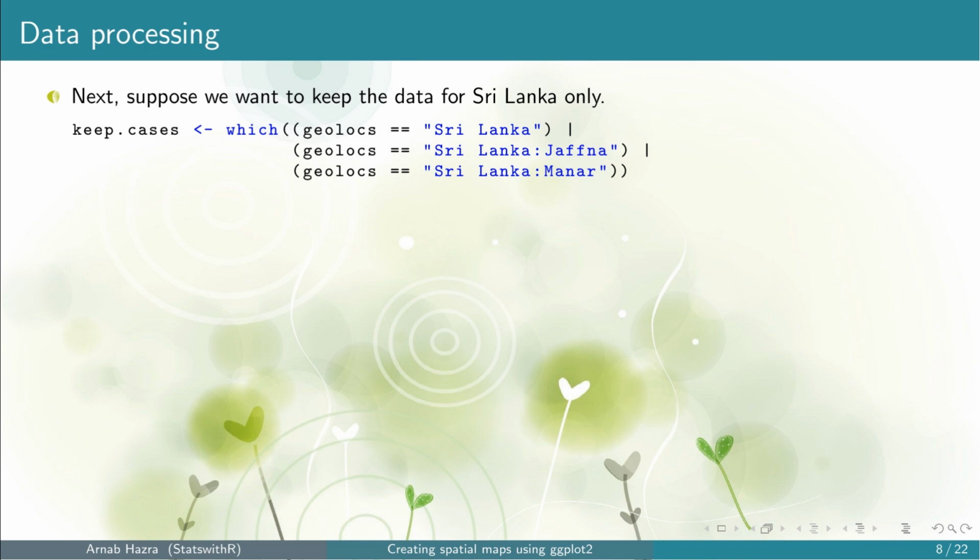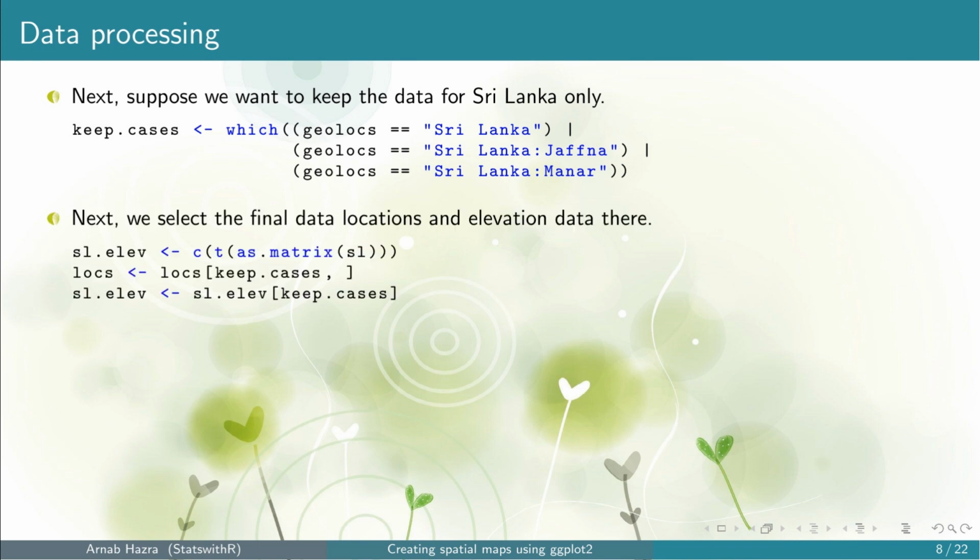Next, we create a vector keep.cases. It includes the cases within the vector geolocs where a pixel corresponds to either mainland Sri Lanka, Jaffna or Mannar. So we want to keep only these cases and discard the rest.